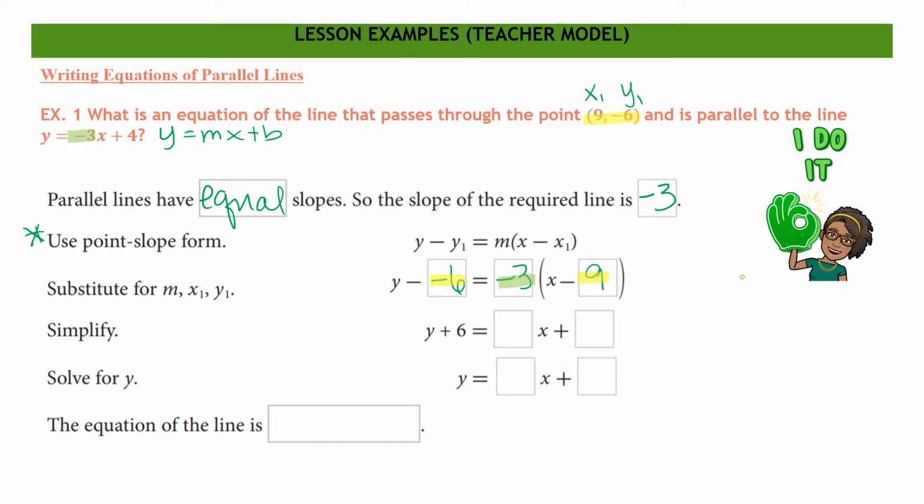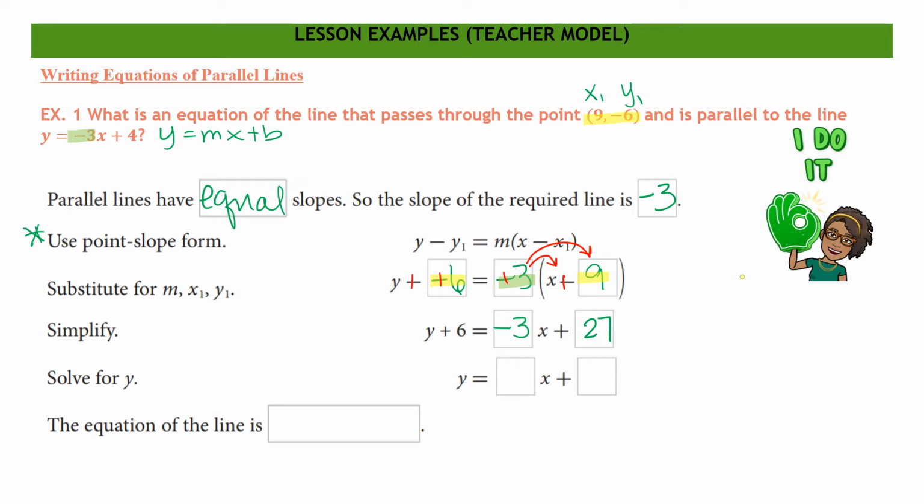Now we're going to clean up some things so that we can simplify our equation and turn it into slope-intercept form for the equation that's parallel to the original. So we have y minus a negative 6. We know a negative and a negative gives us a positive. Then we take this -3 and distribute it to everything inside the parentheses. So when we simplify, we have y + 6 = -3x, and -3 times -9, a negative and a negative gives me a positive, so that's going to be a positive 27.